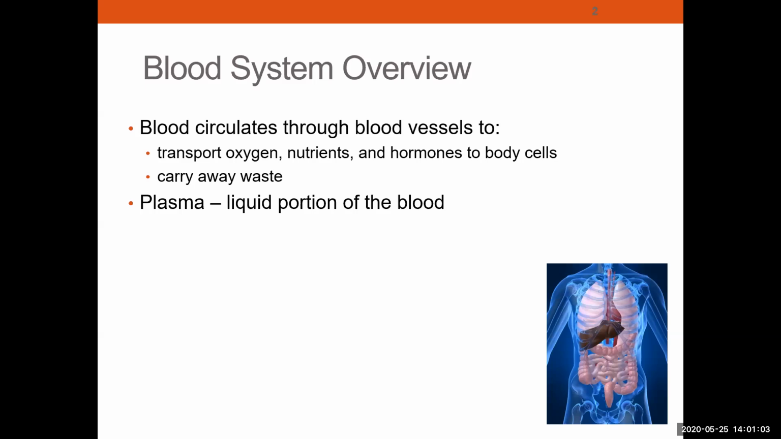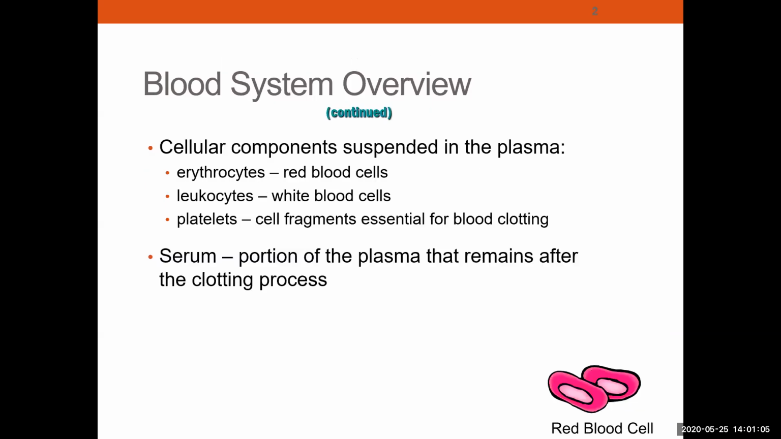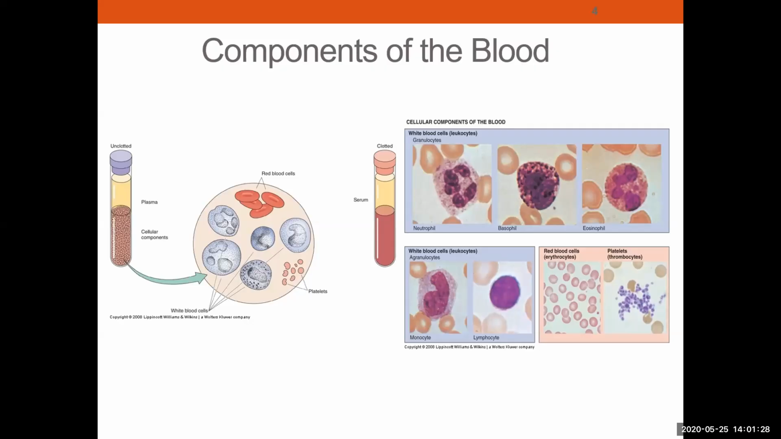Plasma refers to the liquid portion of the blood. Cellular components in the plasma are erythrocytes, which are red, leukocytes, which are white, and then platelets, which we need for blood clotting factors. Serum is a portion of the plasma that remains after the clotting process. So when we say we're going to do a serum draw, that means we're going to draw blood from that patient.